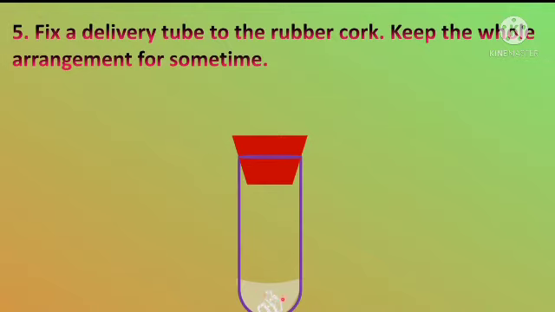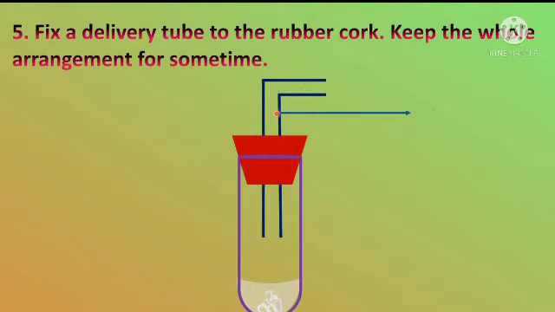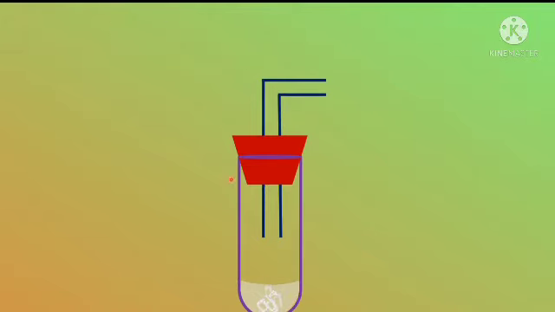Why? Because here we have added sodium chloride crystals and then concentrated sulfuric acid. So in between these two, the reaction will take place. We'll fix the delivery tube in it. This delivery tube is also called a side tube.